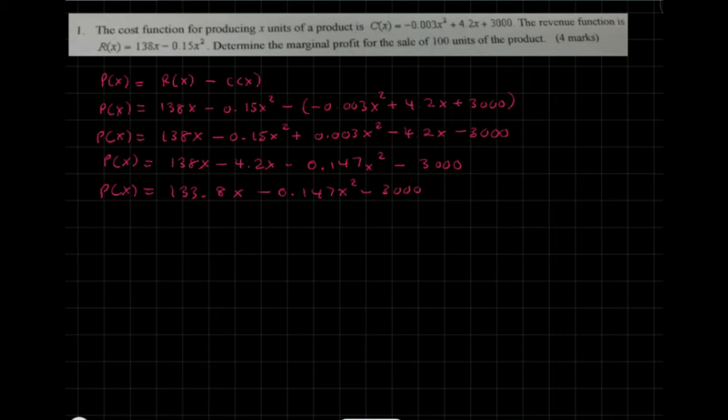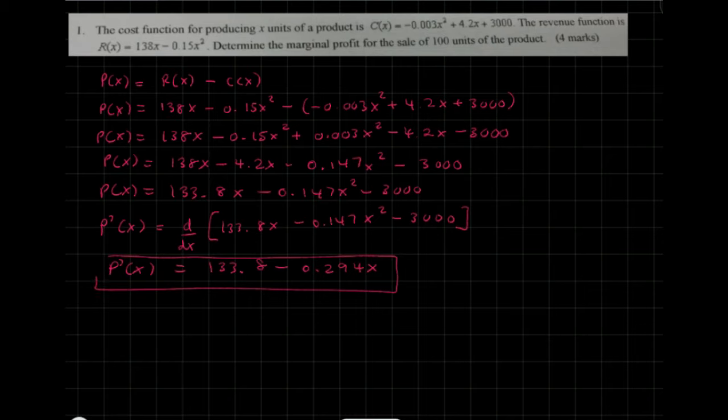Okay, so now what we want to do here is find the marginal profit function, and in order to find the marginal profit function, I want to find the derivative of my profit function. So the marginal profit function P prime of x is equal to the derivative of 133.8x minus 0.147x squared minus 3,000. I'm going to be employing the power rule. So this is 133.8 minus 0.147 times 2, which is 0.294x. Okay, so this is my marginal profit function.